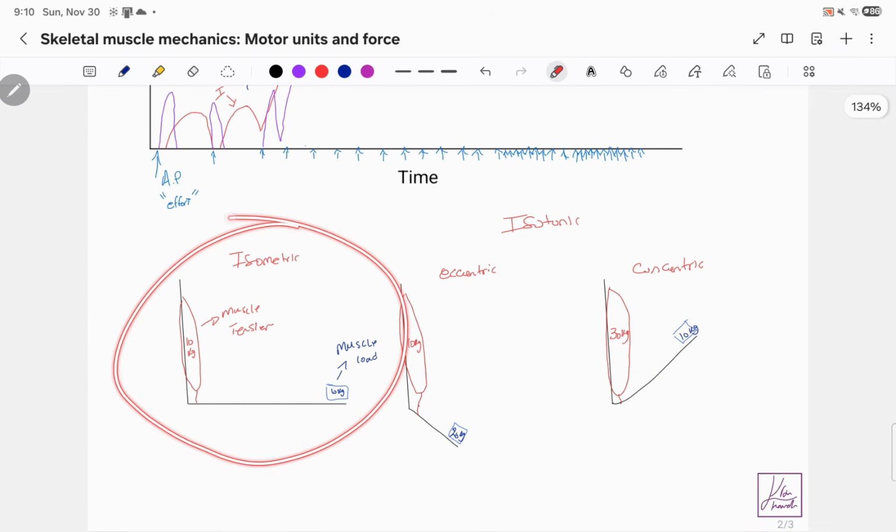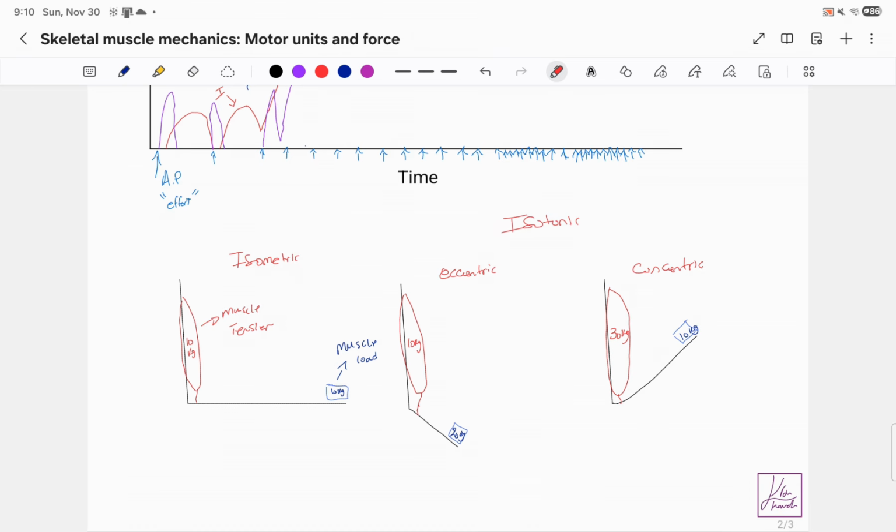So again, isometric means that the length of the muscle is not changing. If the length of the muscle is not changing, that means there's no movement occurring. And if there's no movement occurring, the velocity is 0, right? Velocity is distance over time. If there's no distance traveled over a given period of time of the muscle, then the velocity is 0. But contraction is occurring, okay?